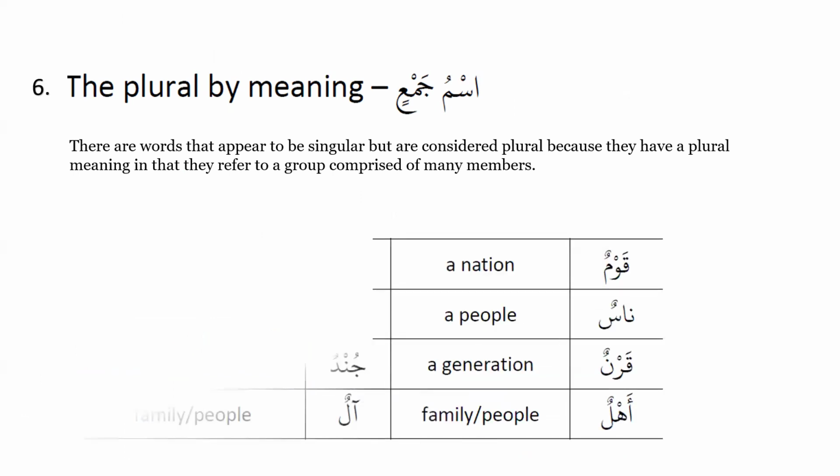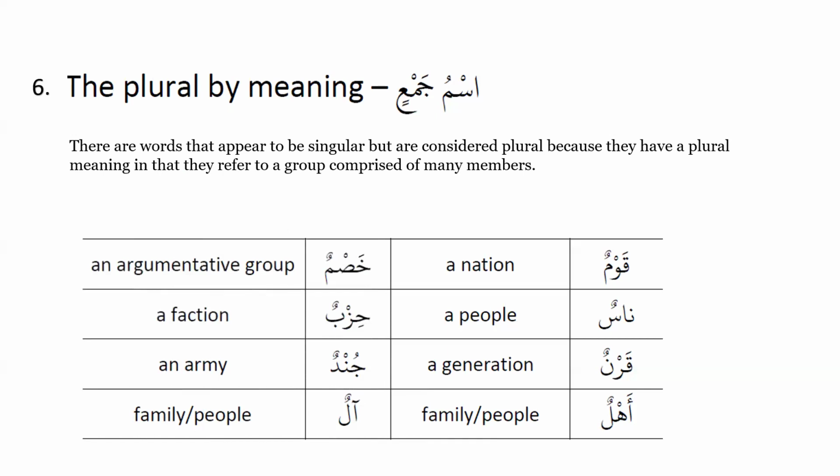For example, these are the words, and these are all from the Quran. Qawmun means a nation. Nas means people. Qarn means generation. Ahl means family or people. Khasmun means a group. Hizbun means a group also. Jundun means army. Alun means family. If you look at the meaning, a nation is not one person, right? So by meaning, they're plural.